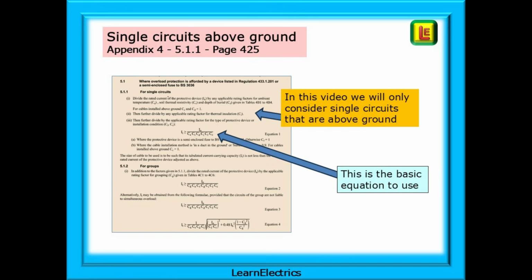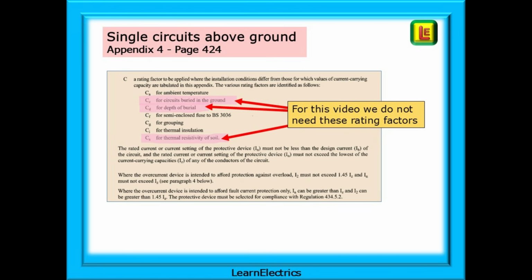We will concentrate just on circuits above ground, as described in Appendix 4, Section 5.1.1 on page 425. The blue box and arrow are pointing to the basic equation, and this is the one that frequently comes up in exams and the one that we will use in this video. Because we are only concentrating on circuits above ground, some of those rating factors, the C rating factors, are not applicable to us as shown here.